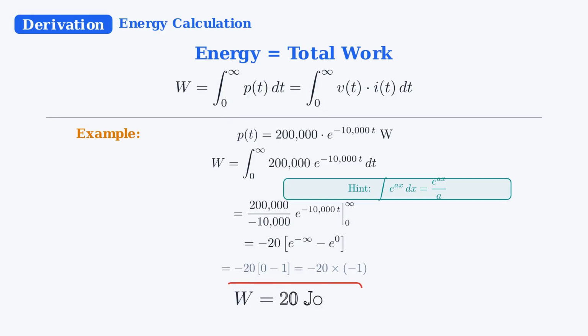At infinity, the exponential goes to 0. At 0, e to the 0 is 1. So W equals negative 20 times the quantity 0 minus 1, which gives us W equals 20 joules. The element absorbed 20 joules of energy total.